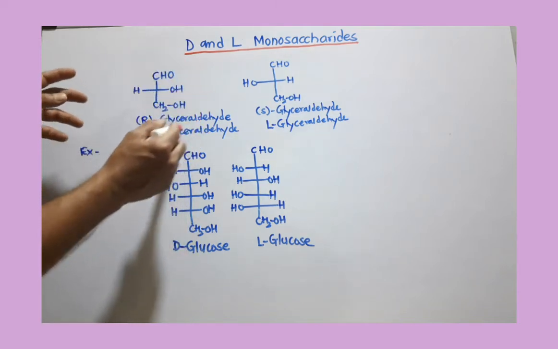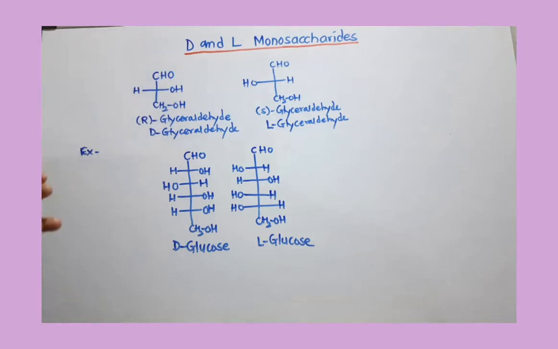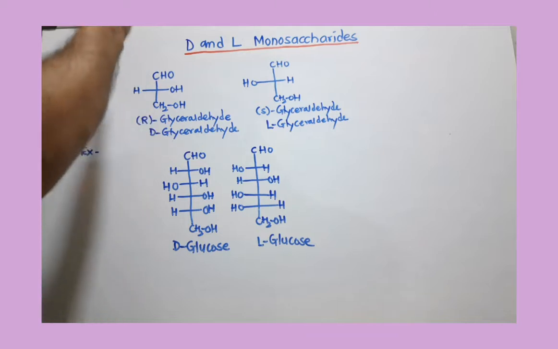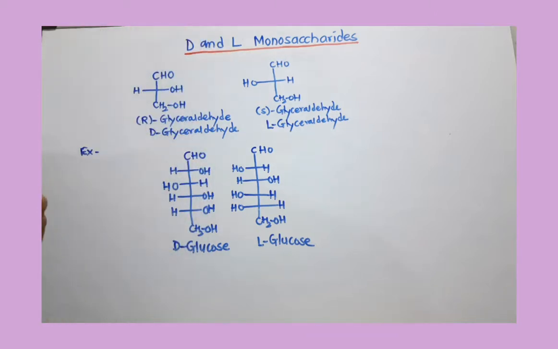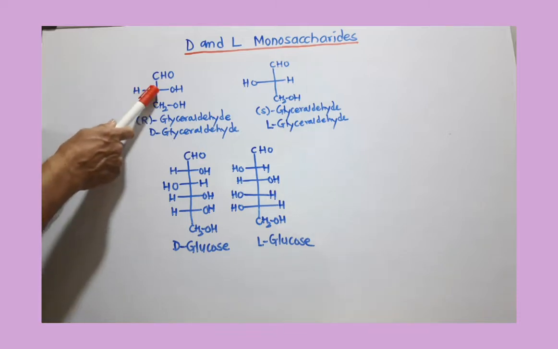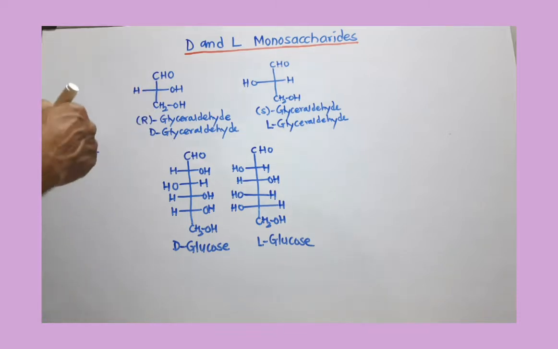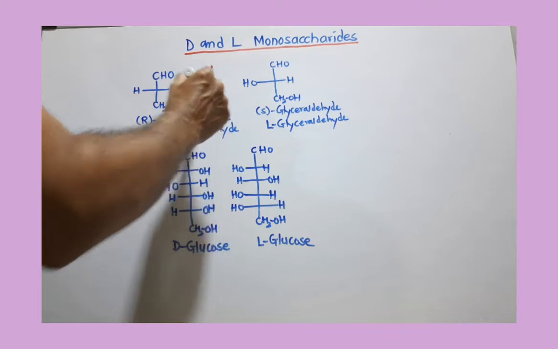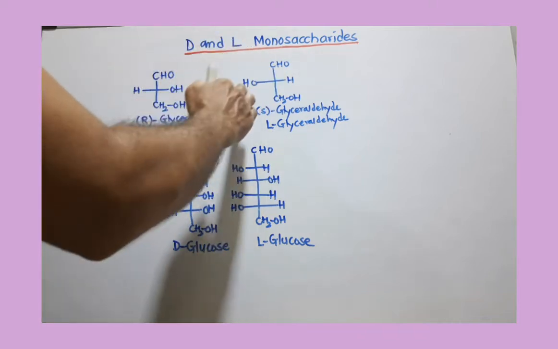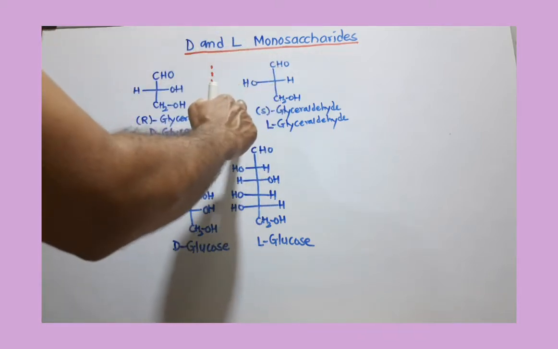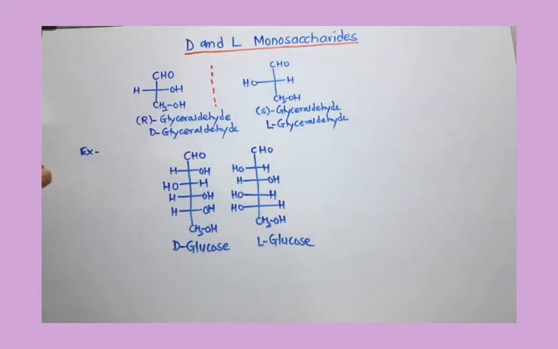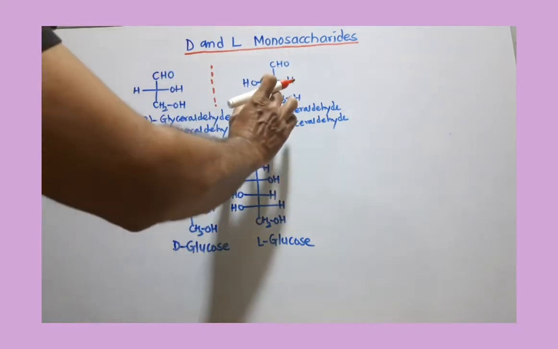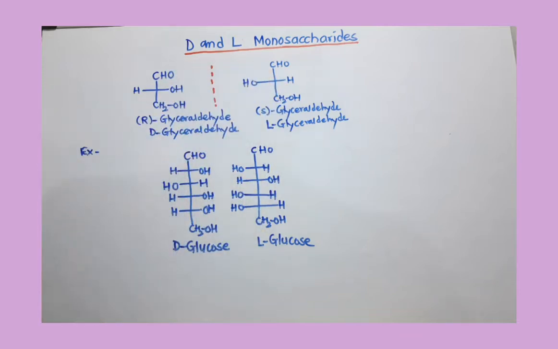It is represented in Fischer projection formula, and you know, in Fischer projection formula we just draw one vertical line and one horizontal line to show the chiral carbon. So this is a chiral carbon. Now if you consider a mirror here, its mirror image is this one. This is S glyceraldehyde, which is the non-superimposable mirror image of this structure. So these are enantiomers.